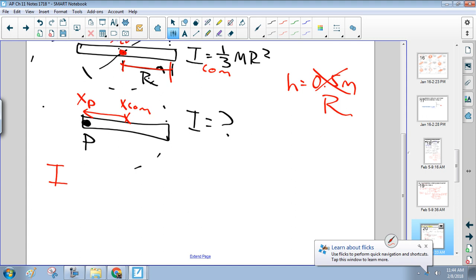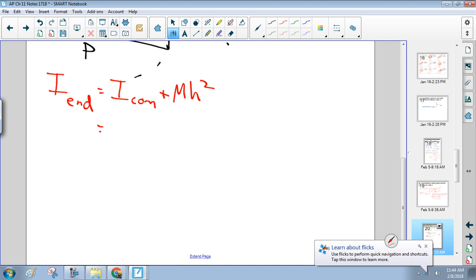Okay? So here's what we get. I, the rotational inertia about the end of the meter stick, is I about the center of mass plus m h squared. So let's do some simplifying here. So this is 1/3 m times r squared plus m times, we decided the h was r, so this is r squared. Okay? So you've got 1/3 m r squared plus another 1 m r squared. That gives you 4/3 m r squared, right?